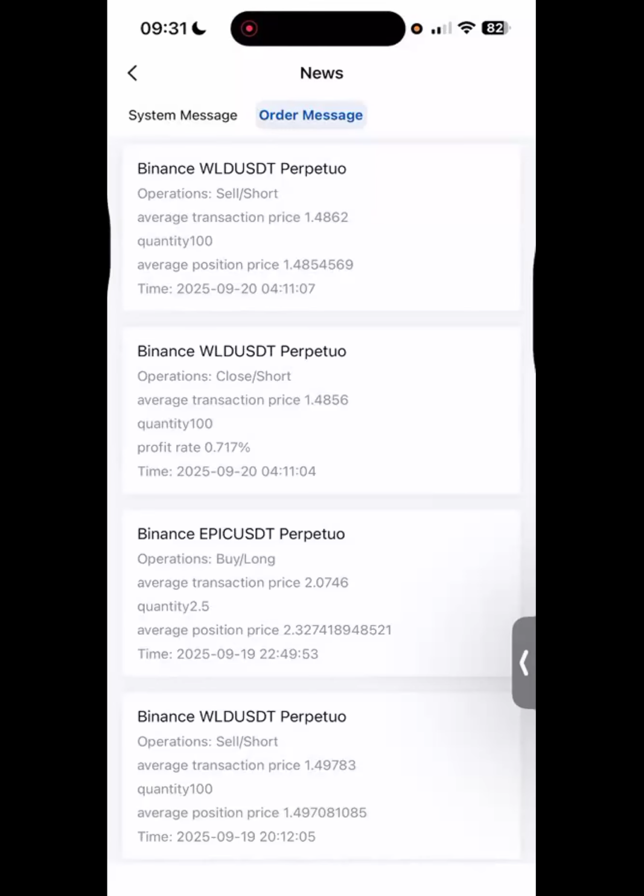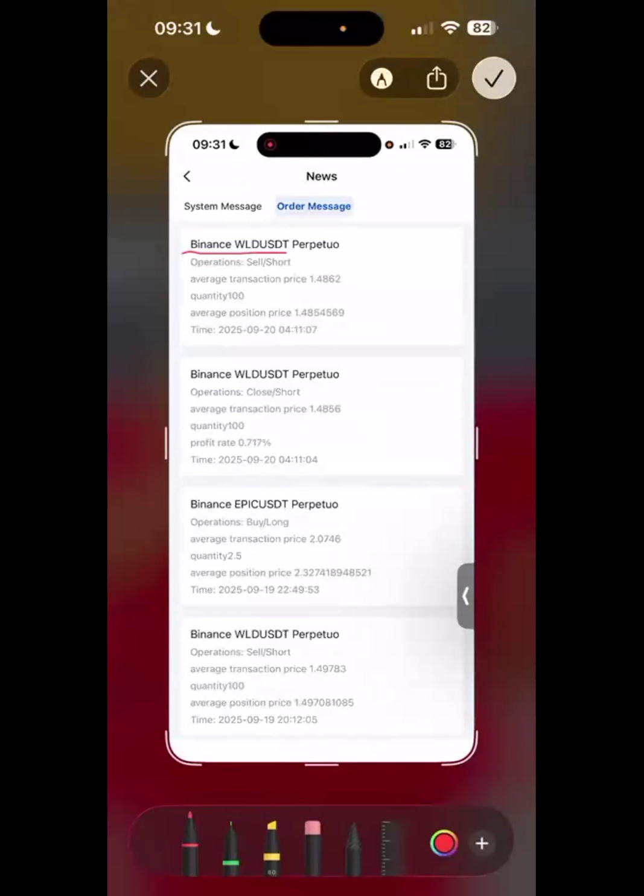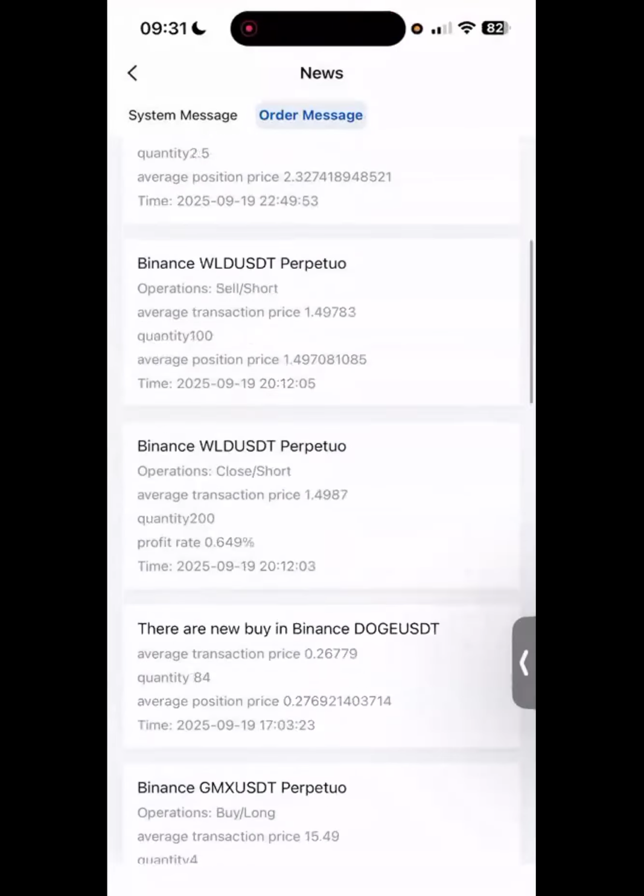Now on my screen here, we can see there is a notification. So WLD, if you see perpetual, it tells you that it's futures. Sell short, it has bought. Close short, meaning it's sold. Then buy long, it has bought. When you see close long, it means it has sold.